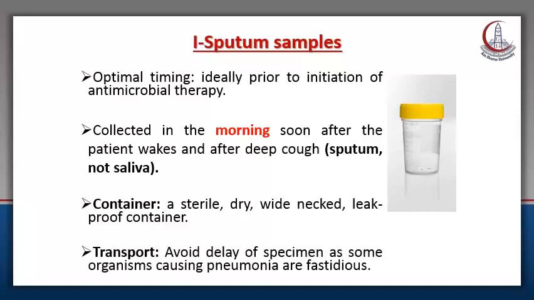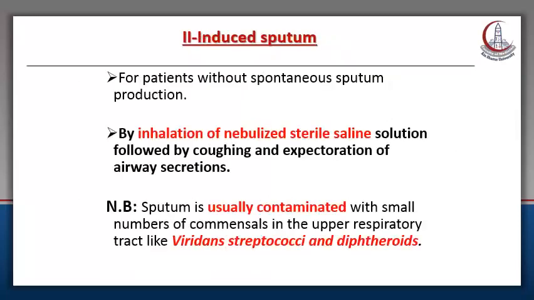About the transport of the sputum sample, you should avoid delay of the specimen. You should transport it to the processing area as soon as possible because some causative organisms of typical pneumonia are fastidious and can die easily without an appropriate environment. As for patients without spontaneous sputum production, this is done by inhalation of nebulized sterile saline solution followed by coughing and expectoration of airway secretions.